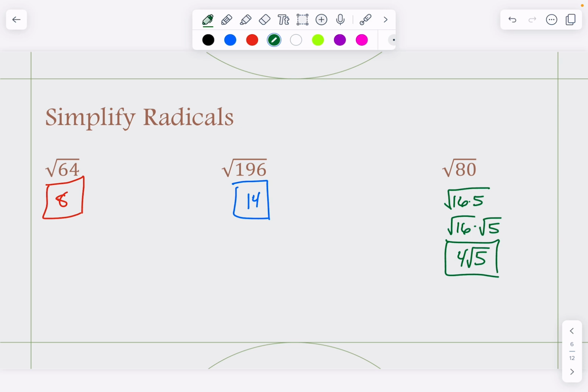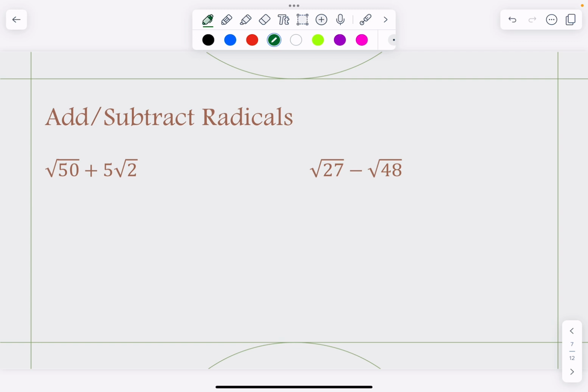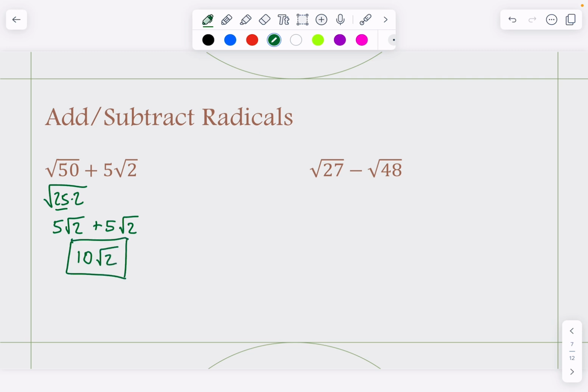Now the next section you have to be worried about is adding and subtracting, starting with square root of 50 plus 5 square root of 2. We need to simplify the square root of 50 because that is the same thing as 25 times 2. Because 25 is a perfect square, I need to look for those opportunities. Now the square root of 25 is 5, so that comes out. And now I can finally add those coefficients. So I have 5 plus 5, which gives me 10, and the radical remains the same. So I have 10 square root of 2 for my final answer.